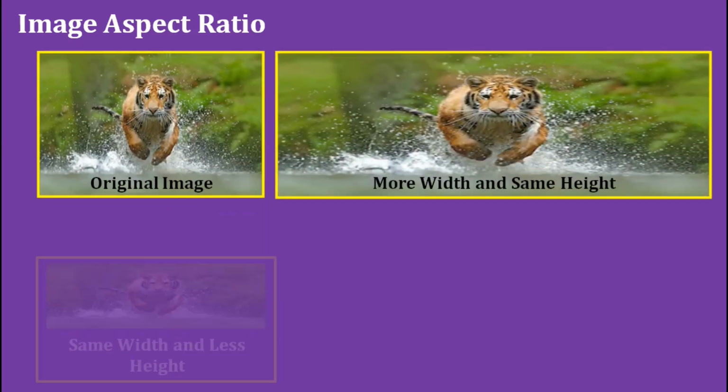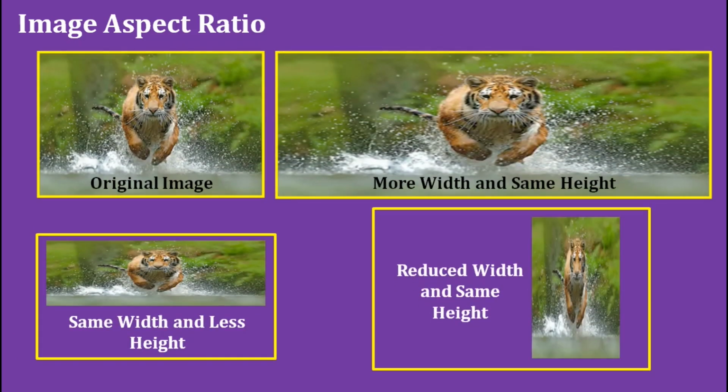Image aspect ratio. Another important parameter in the picture is the image aspect ratio. You can see this first picture is the original image. It is not stretched in any direction. In the second image, I have stretched the image in width, so it has more width but the height is the same. Then you can see that the tiger image has changed. It looks bulky like that. In the same way, in another picture I have stretched it vertically and maintained the same width, so you can see the image becomes thin. In the same way, if you reduce the width and maintain the height, the image will be very thin.